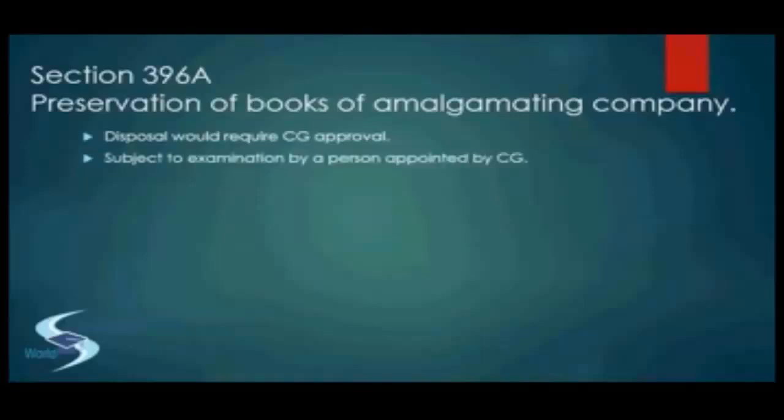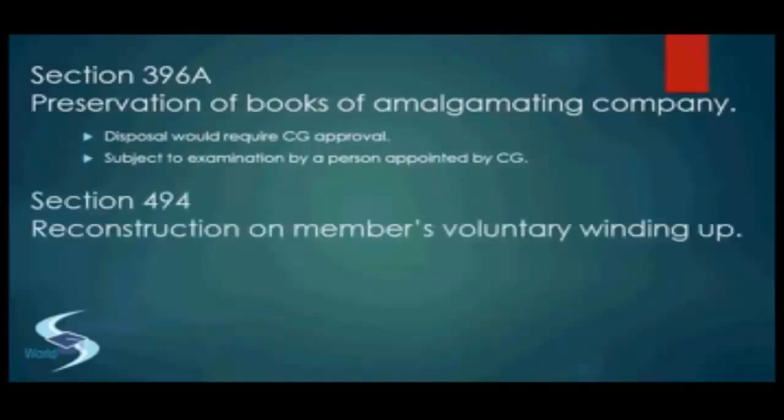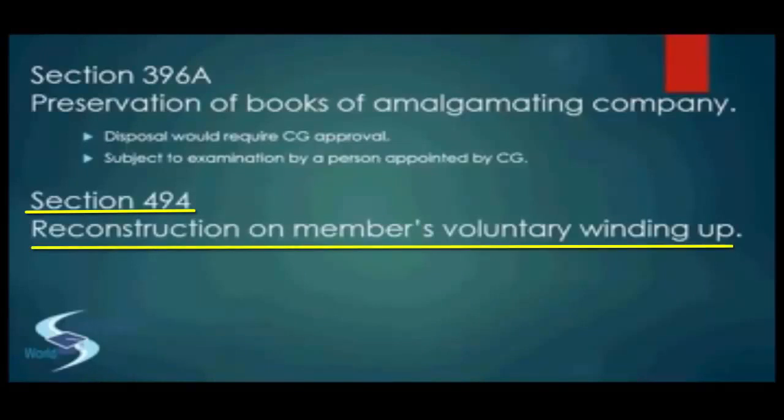Right? So that is all that happens over here. That is all that section 396A talks about, right? The only thing is, dispose of the books but take the approval of the CG. So the next section that we will take up today is section 494, that is reconstruction on the members' voluntary winding up. Yes, you heard me right.